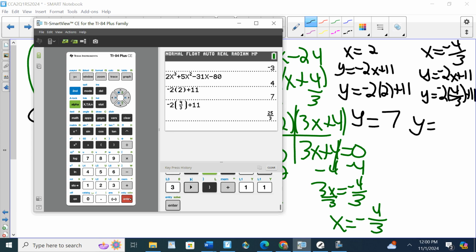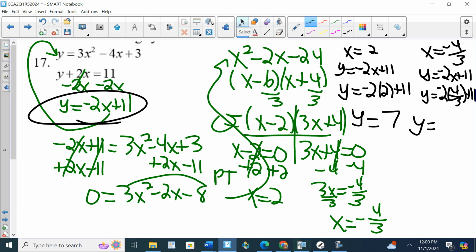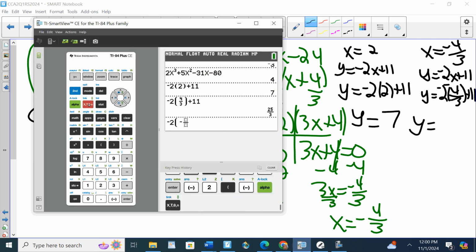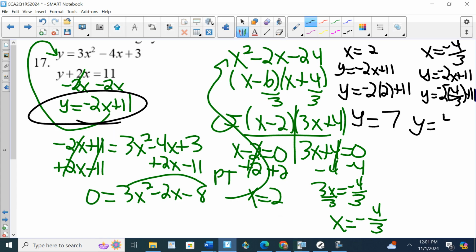Negative 2 times... Oh, I'm sorry, negative 4 thirds. Oops, that was a close one. Negative 4 thirds. That scrunchiness almost led to a mistake. Negative 4 thirds plus 11. 41 over 3. So the answers, when x is 2, y is 7. And when x is negative 4 thirds, y is 41 over 3.